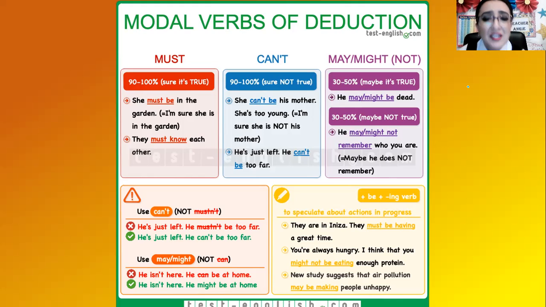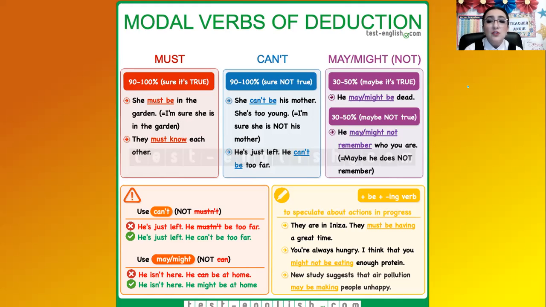He's just left. He can't be too far. It is not possible. No, he has to be here. He cannot be late. Él tiene que estar aquí, no puede llegar tarde. Why? You are super sure that that's not true, okay? Now, remember, may and might are going to be 30 to 50%. That is true. He may or might be dead. Tendrán que haber estado muertos. So you are not sure about that. 30 to 50%, maybe not true.